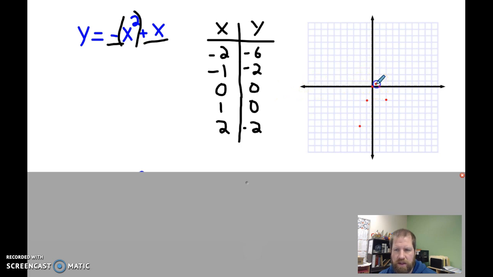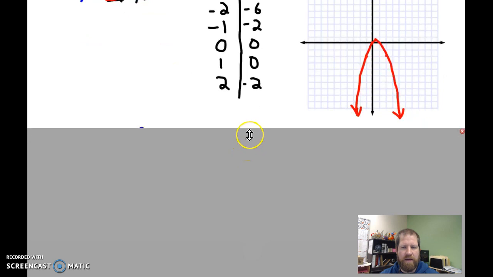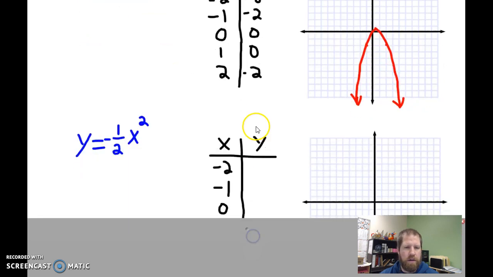But otherwise, I can graph it out. Kind of trace my line down, something like that. Same on this side. And that would be my vertex, or my parabola. It opens downward because of this negative sign. And it is not directly lined up over my y-axis because I'm adding x. That's going to shift it right and left. All right, adding an x value. Okay, let's go to another one.